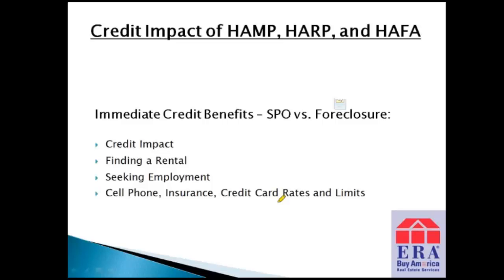So, specifically relating to HAMP, HARP, and HAFA, some of these immediate credit benefits I touched on are finding rental, seeking employment, cell phone, insurance, credit card rates. All of those things are impacted. We didn't really talk about seeking employment because a lot of employers do a credit check and they do background checks, and they will see that there's a foreclosure on your record, and that can be conveyed as irresponsible, knowing that there are other alternatives out there.